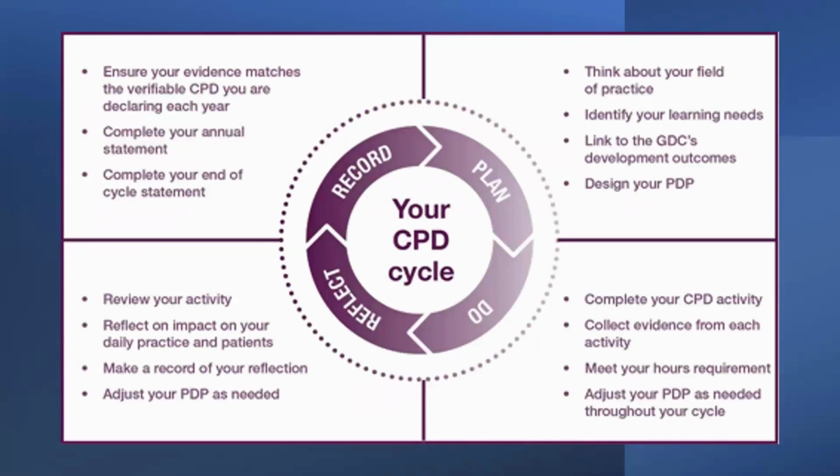So we're now back to the end a bit, record. So you have to ensure that your evidence matches the verifiable CPD. In other words, if you're going to declare 10 hours this year, make sure you have got valid certificates for those 10 hours. Complete your annual statement, and then at the end of the 5 years, you complete your end of cycle statement.